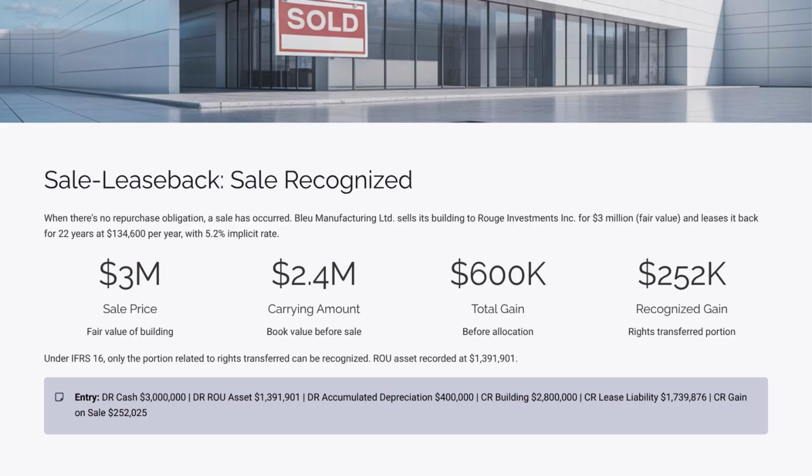That recognized gain is $252,025, and the ROU asset is recorded at $1,391,901. The journal entry: debit cash $3 million, debit ROU asset $1,391,901, debit accumulated depreciation $400,000, credit building $800,000, credit lease liability $1,739,876, credit gain on sale $252,025. The ROU asset is then depreciated over the 22-year lease term.